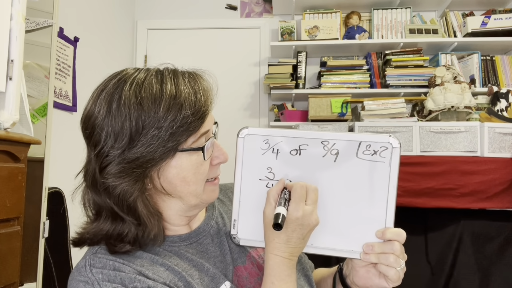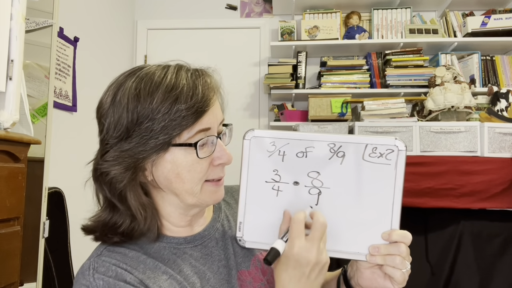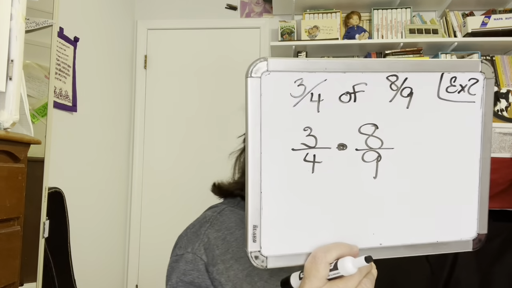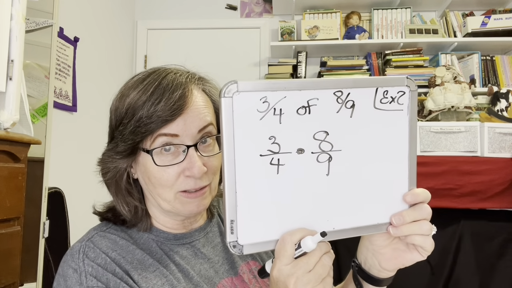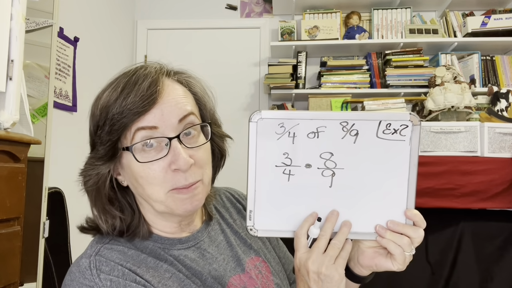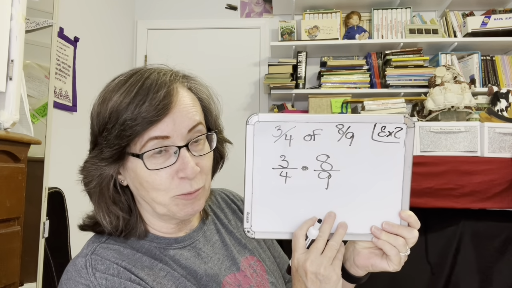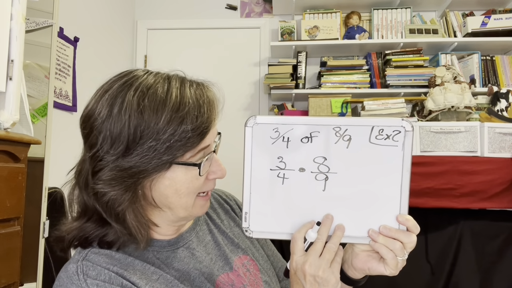3/4 times 8/9. Okay, now when we're doing this, we're going to cancel. Now you've had canceling before, but you may have forgotten how to do it well. So we're going to reteach you how to cancel.